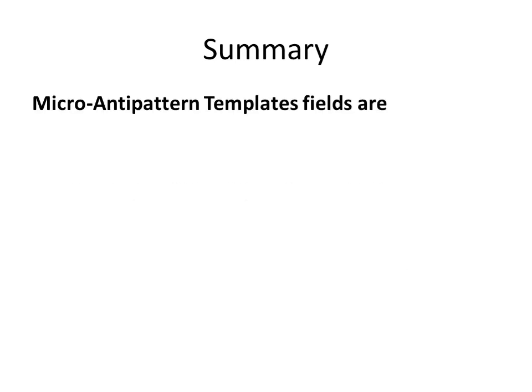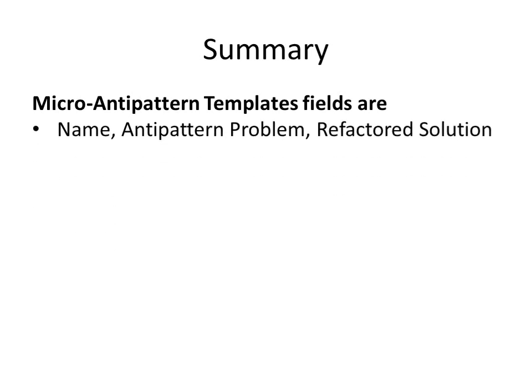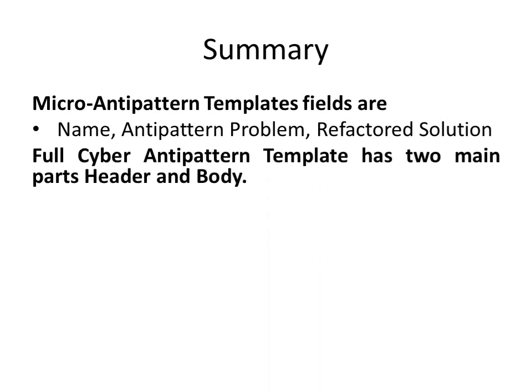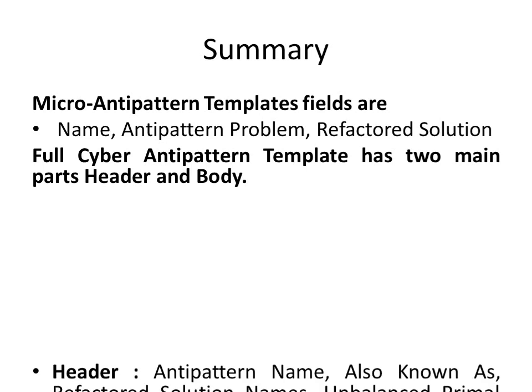Let's come to the summary of this lecture. We have seen two types of templates. The one is micro antipattern template fields, which are meant for simple antipatterns, and it has different fields such as name, antipattern problem, refactored solution. Next is the full cyber antipattern template, and this basically has two main parts, the header and the body.